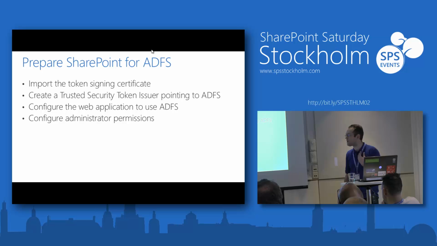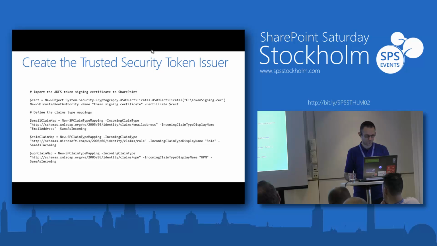And now we have to configure SharePoint. That's something else. So what we have to do is import the token signing certificate that we exported just a minute ago. Well, we didn't do it, but I did it before. And then we are going to create a trusted security token issuer. That's a mouthful, but it means a connection to ADFS, basically. And then we are going to configure our web applications to actually use ADFS and not the Windows claims. And then we're going to give ourselves permissions.